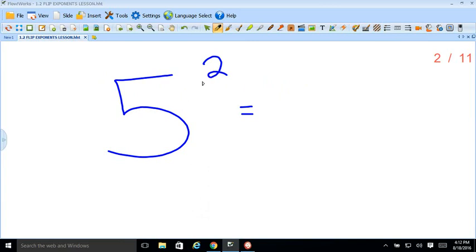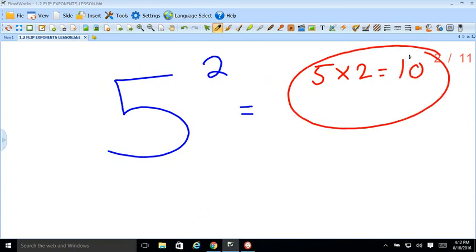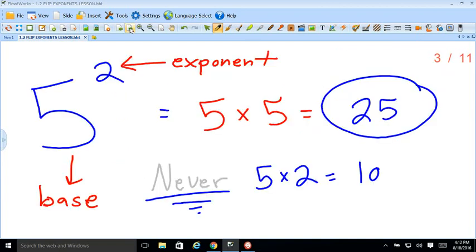Here's the biggest thing. You're probably already thinking, oh, that's easy. It's just 5 times 2 equals 10. Well, congratulations. You would be absolutely wrong. That is not what exponents are all about. That's the most common mistake. And I'm going to tell you right now, at the beginning, do not ever make that mistake. Do not just multiply the bigger number by the smaller number. Don't do that.